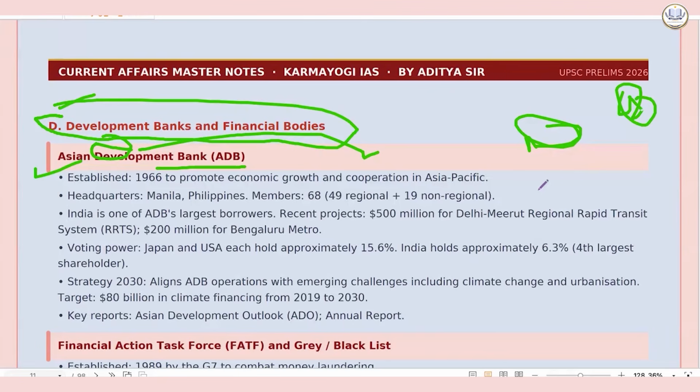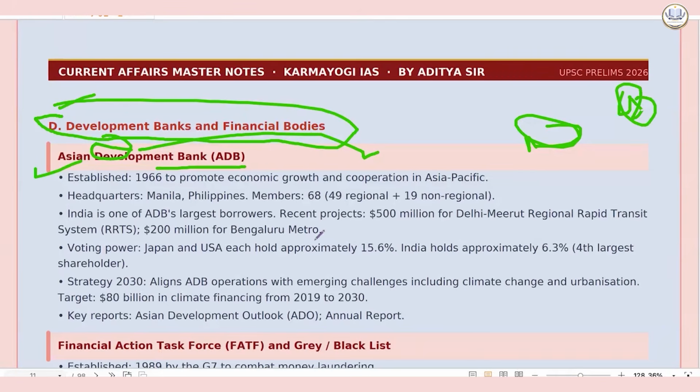Japan and USA hold approximately 15.6% and they are one of the highest. They are the highest, and India holds approximately 6.3%. That is the 4th largest shareholder. So this is important for your examination.